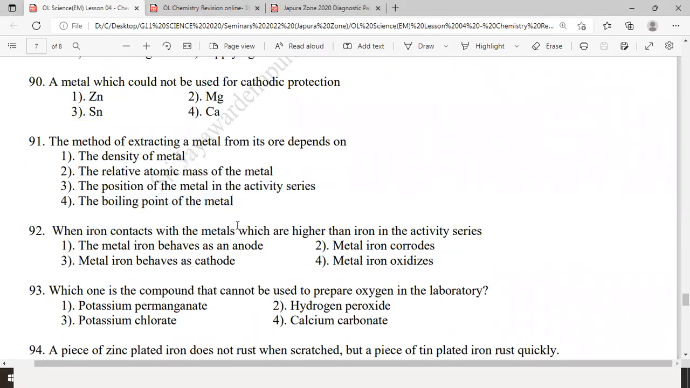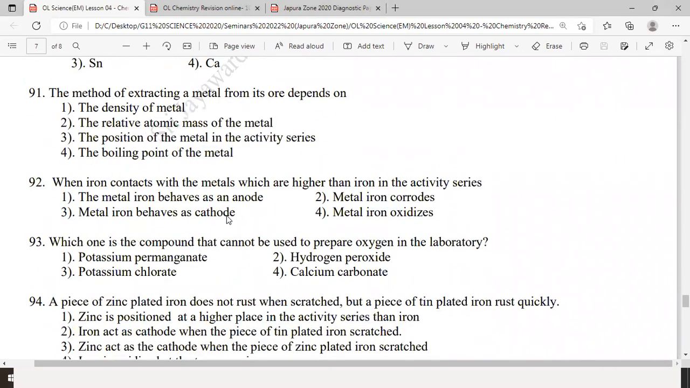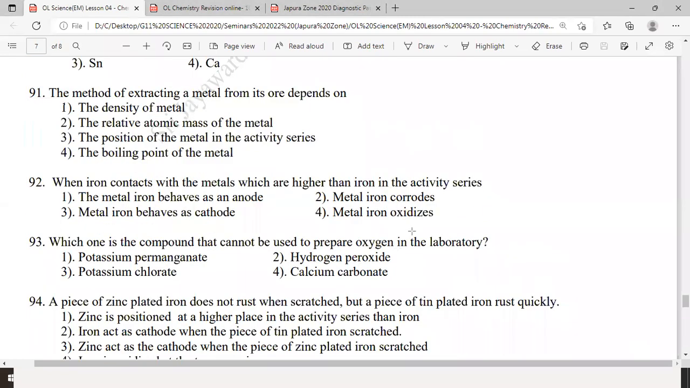The method of extracting metals from their ore depends on, this is one use of the activity series. The most reactive metals at the upper part of the activity series are extracted by electrolysis, the least reactive metals by physical methods, and the moderately reactive metals by thermal reduction.